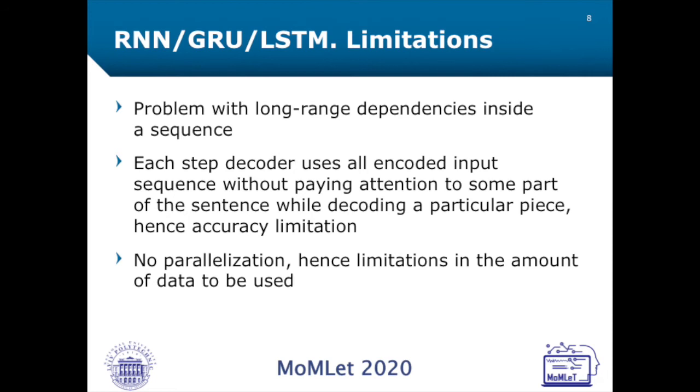The main drawback and limitation of RNN networks, including GRU and LSTM, is the problem with long-range dependencies inside the sequence. Hence, at each step the decoder uses the whole encoded input sequence without paying attention to the relevant part of the sentence while decoding a particular piece of the sentence. Hence, accuracy limitation. Another limitation is the absence of parallelization. Hence, limitation in the amount of data to be used to train.